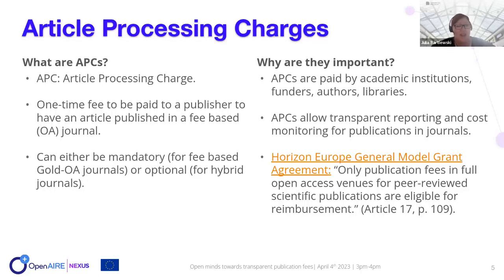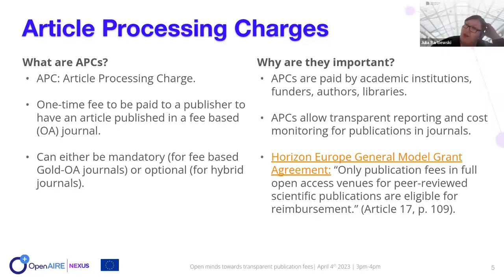So APC stands for Article Processing Charge. It describes a one-time fee which has to be paid to a publisher to have an article published open access in a scientific journal. It can either be mandatory for fully open access journals or optional for hybrid journals. And the charge of APCs has become very common for open access publications and is paid by academic institutions, funders, authors, or libraries, depending on the context.